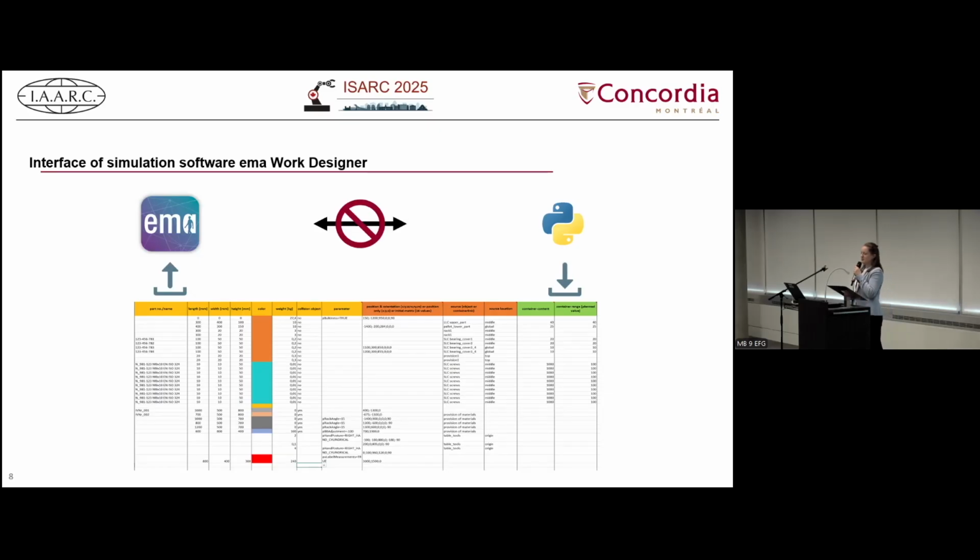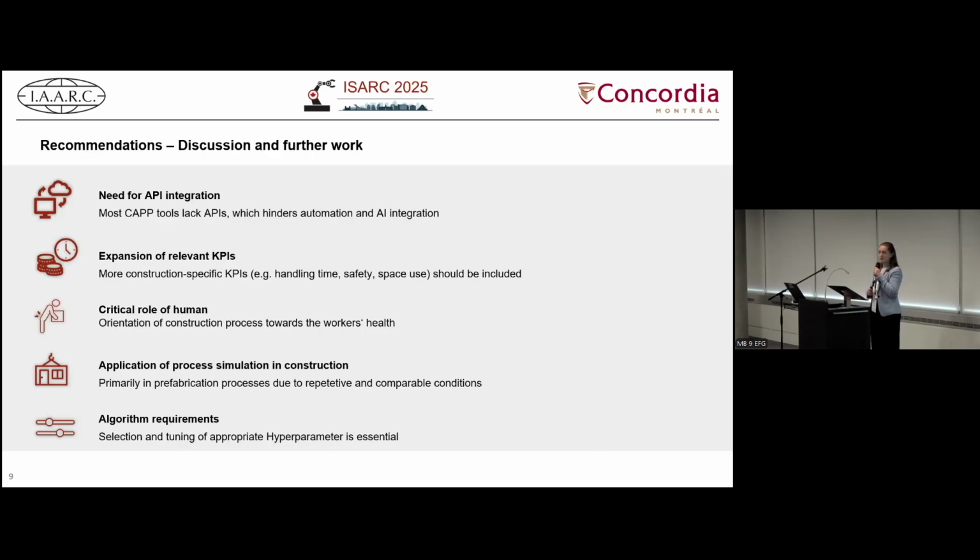The challenge currently is that between the EMA Work Designer and the coding environment there's no direct connection. So this is a challenge which has to be focused on in the future. It's really essential to have such an API, as the need is there in industry. You also can expand the KPIs, not only the EAWS score, depending on your preferences.